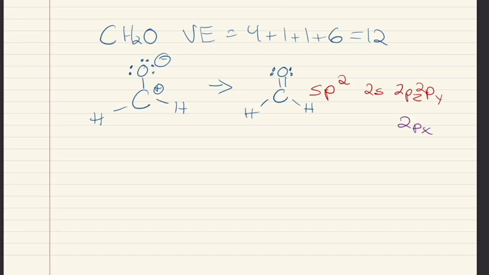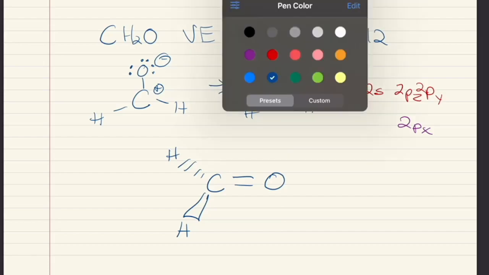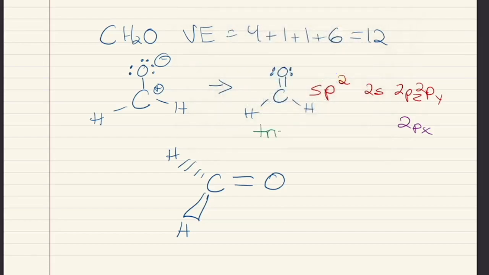So if we keep carbon in the center and we show the overlap, let's say we want to put oxygen in the plane of the paper, we would then put hydrogen into the plane of the paper and one hydrogen out of the plane of the paper. Remember, all of this is a function of the molecular geometry. Remember, this is trigonal planar.